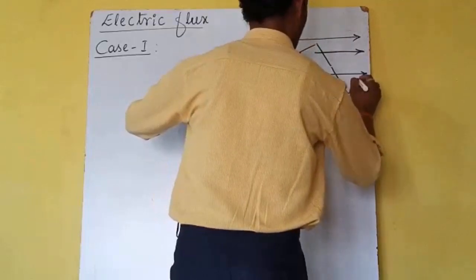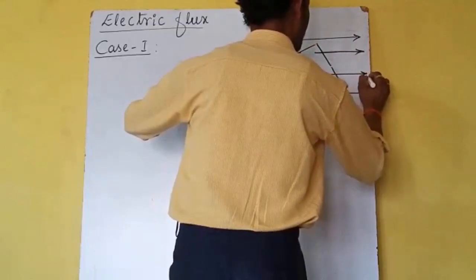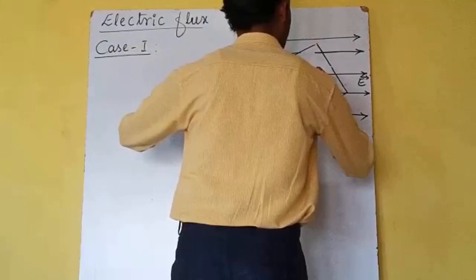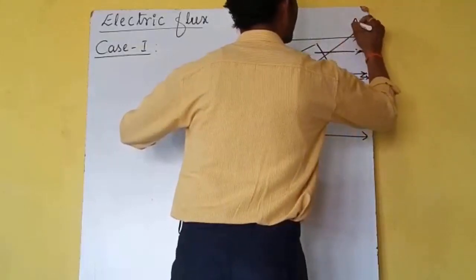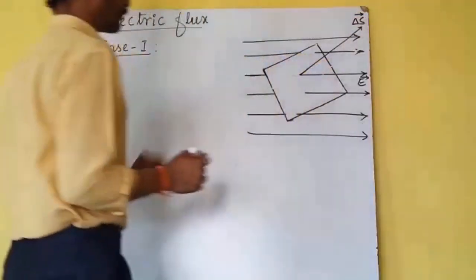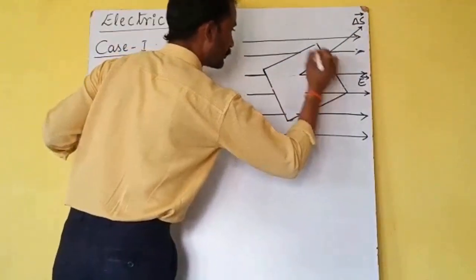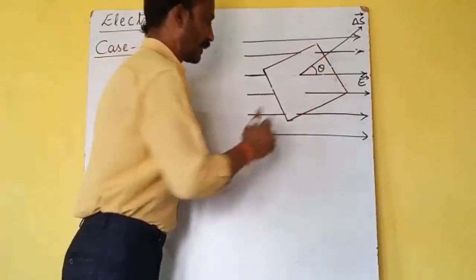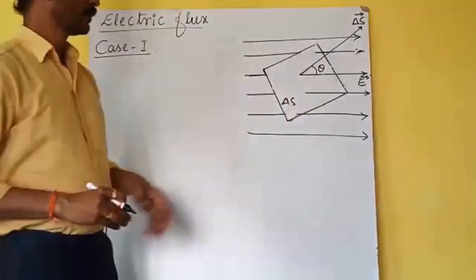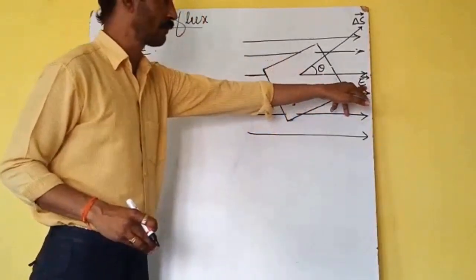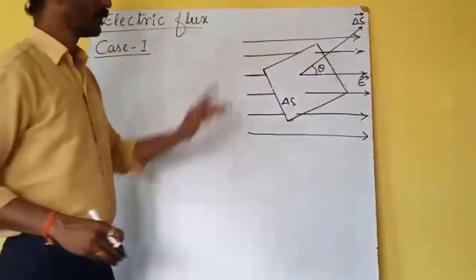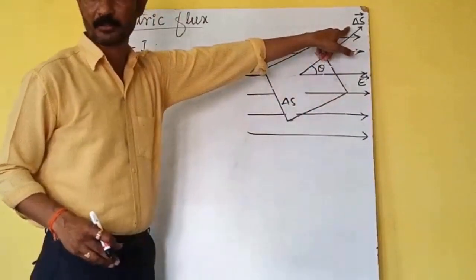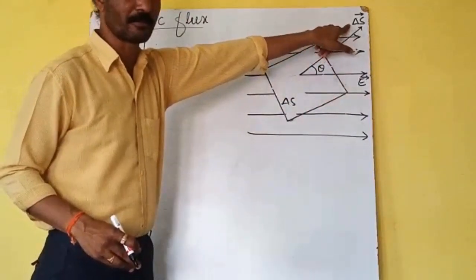So this is the direction of electric field E. The normal to this surface is the area vector delta S. If it makes an angle theta, consider an area element delta S. This is the area element delta S, which is inclined to the direction of the electric field as shown in this figure. Here the electric field vector makes an angle theta with the normal to the surface or area vector delta S.